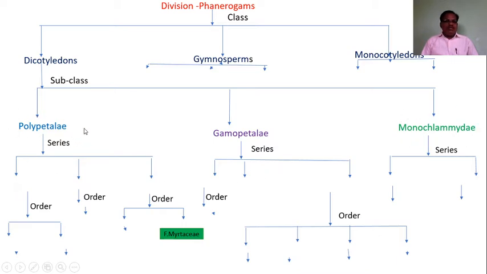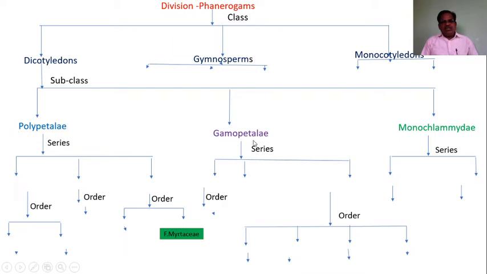What is the meaning of this Polypetalae? Petals are free. Poly means free, not many. Poly means free. What? Petals. So, that group of plants in which the petals are free. Petals are not united. Each petal is free. So, it is known as Polypetalae. When you observe the structure, the petals show the polypetalous condition.